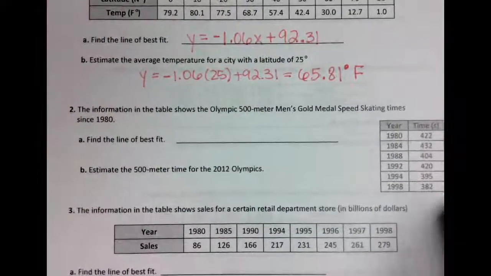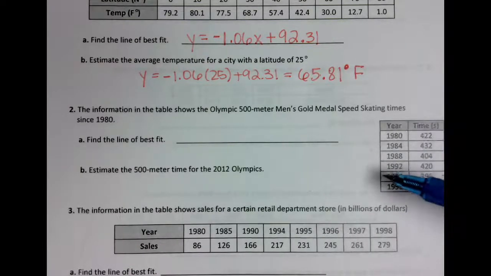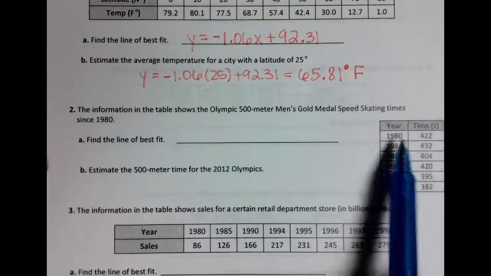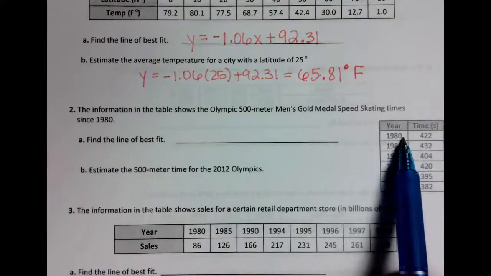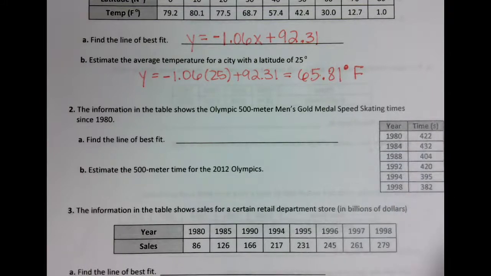Okay. Let's look at number 2. Now, when it's years, we don't want to use the years. We want to use numbers that are like 0, 1, 2, 3, 4, or even 0, 10, 20, 30, 40. We don't want to use something like 1980 because it'll mess up our data. Because this is going to be the first year that we have, and it's saying that that year's 1980, so it's going to calculate with 1,980 not knowing it's a year. So what we can do is we can fix that.